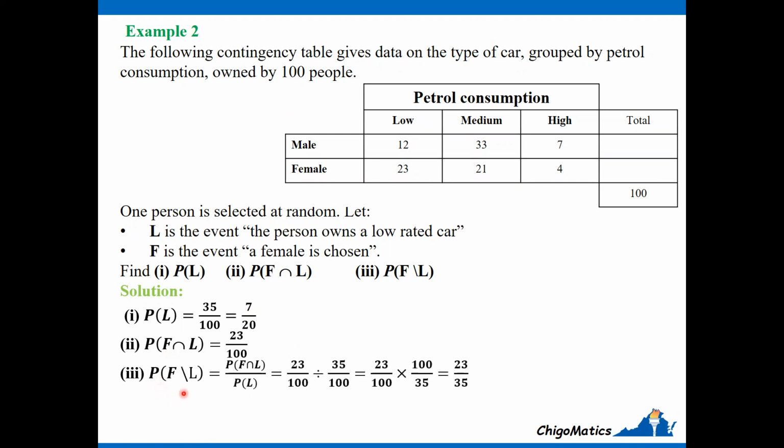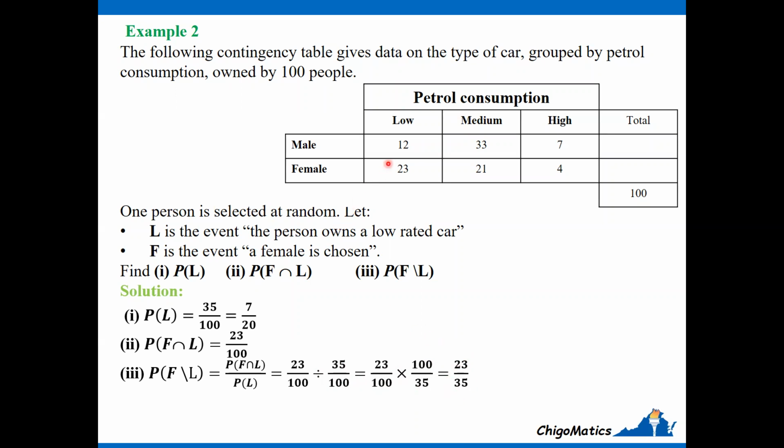Then we go on to the probability of female, given that it's a low rated car. Already this is conditional probability, which is the same as probability of F intersection L over probability of L, which is what we have here. Then obviously this numerator is a probability on its own, that means it will be a fraction. So probability of F intersection L, we have seen it already, is 23 over 100 divided by probability of L, which is 35 over 100. So substituting the bar by a division sign, we are saying 23 over 100 divided by 35 over 100. Then we convert the division into a multiplication sign. You see that this denominator is now a numerator. This numerator is now a denominator. Then you cross out, you see that it is 23 over 35.